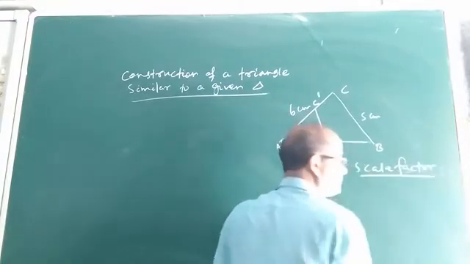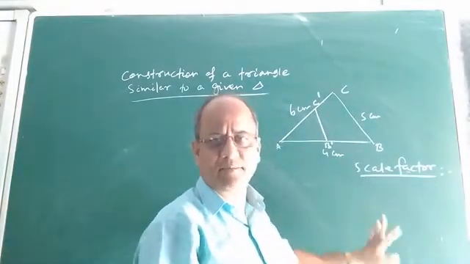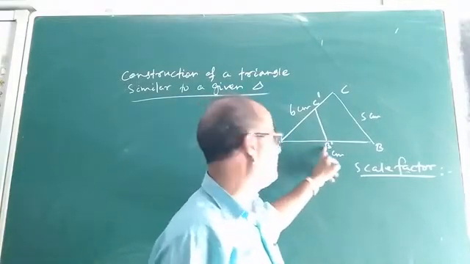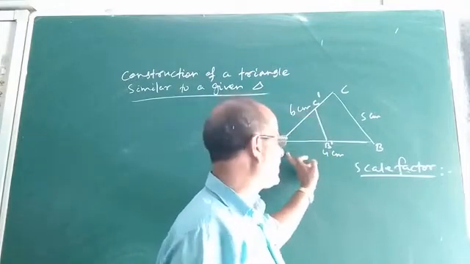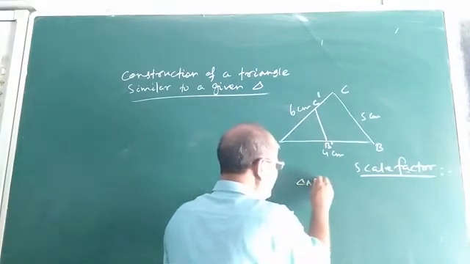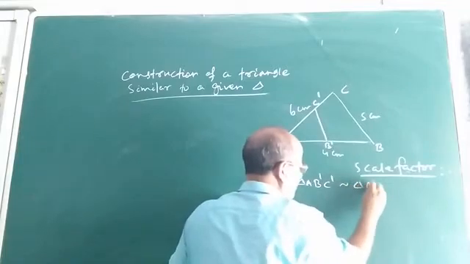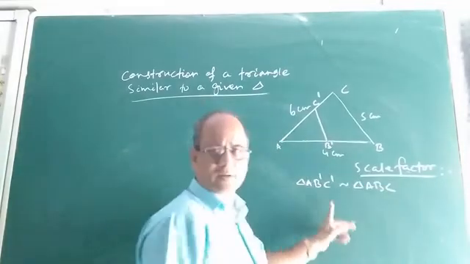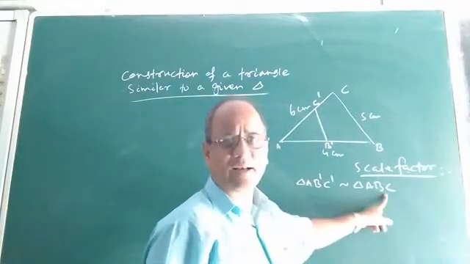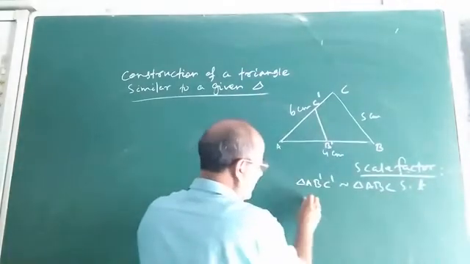So once again, suppose you are given a triangle ABC. Your aim is to construct another triangle, suppose named A B dash C dash, such that triangle A B dash C dash will be similar to triangle ABC. The condition is the ratio of their corresponding sides.